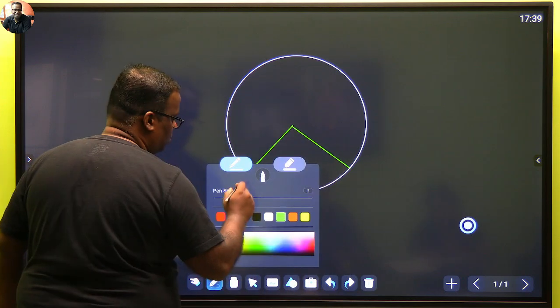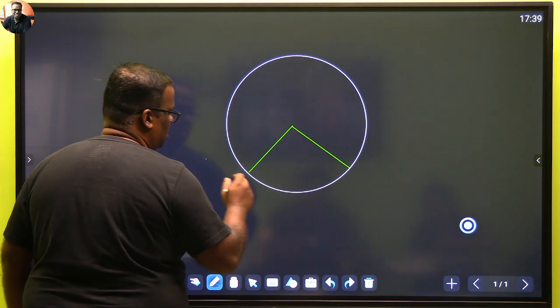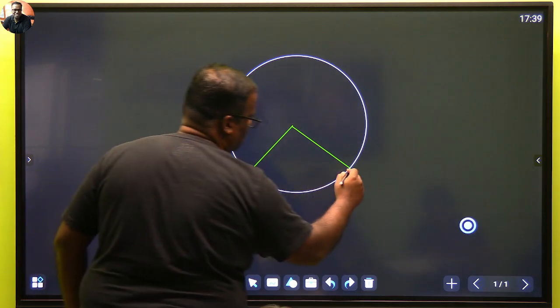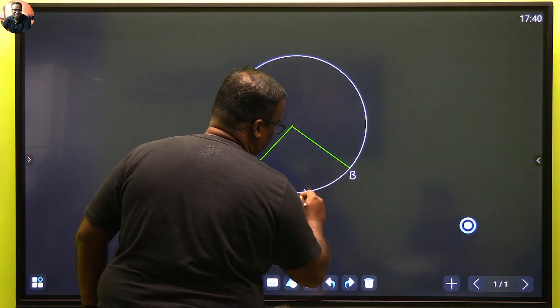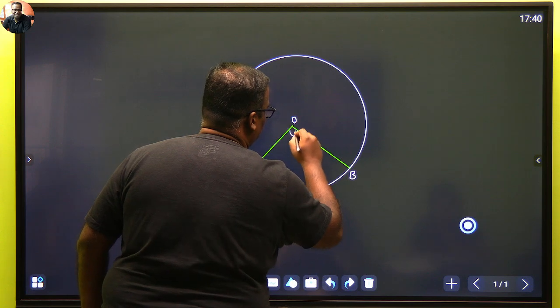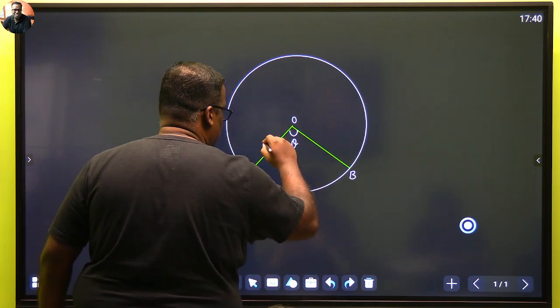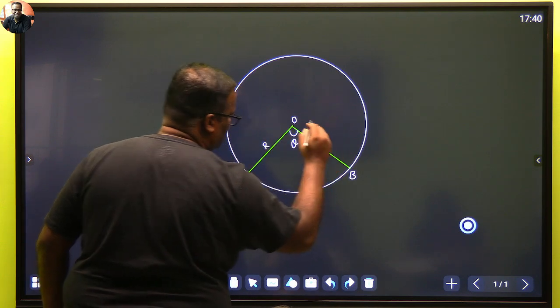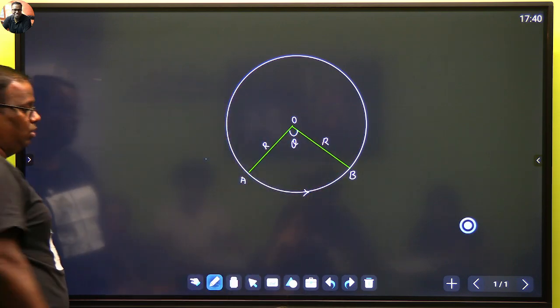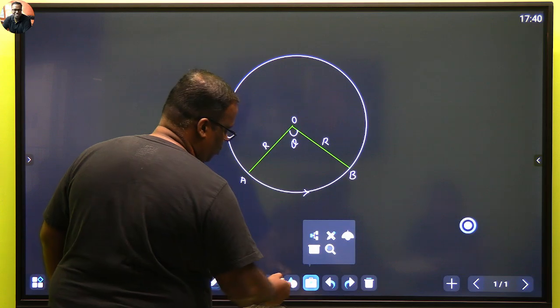Right? So this is AB, arc AB, a minor arc, subtending an angle theta at the center of the circle. Obviously, this measures to a radius. This also measures to a radius, right? Good.